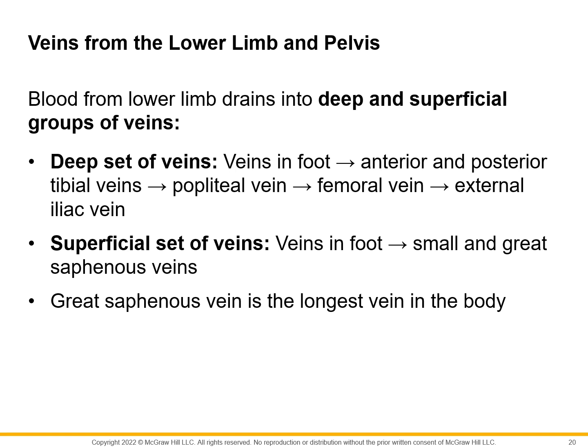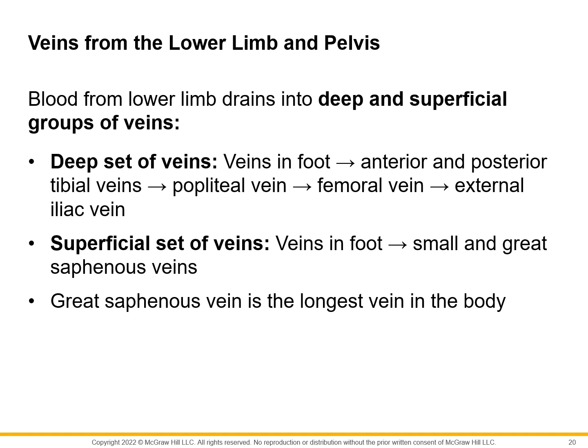Regarding the lower limbs, as I said, it is very similar to the upper limb. We have a deep set of veins coming from the foot, which form the anterior and posterior tibial veins. The tibial veins will form the popliteal veins, and the popliteal veins will form the femoral vein. The femoral vein will form the external iliac vein.